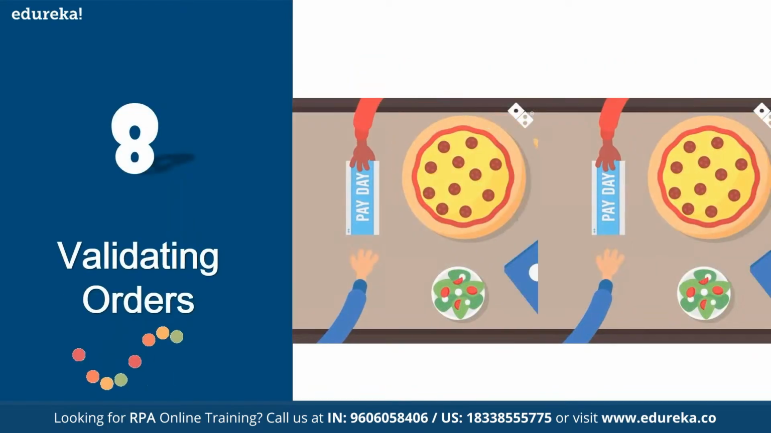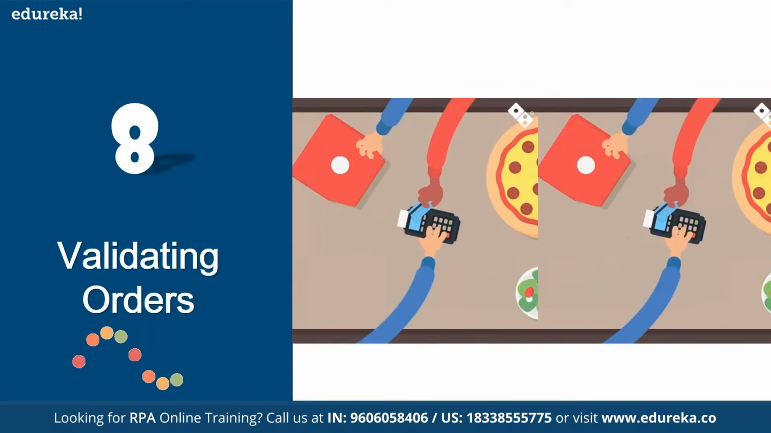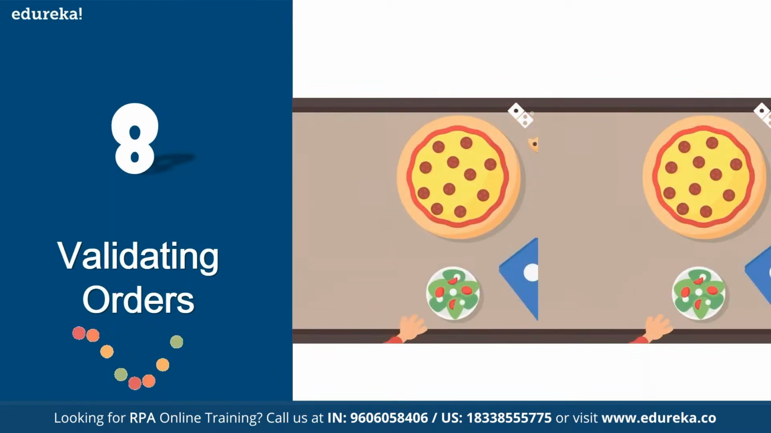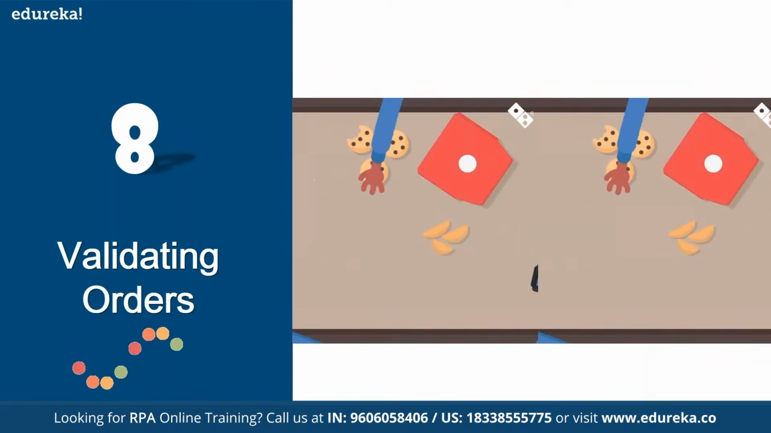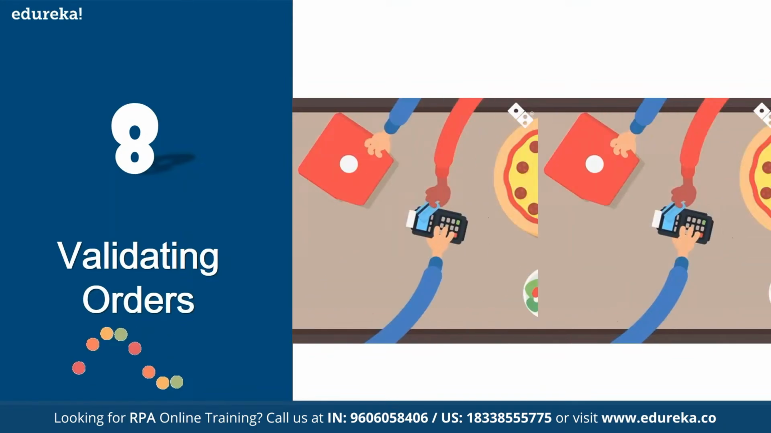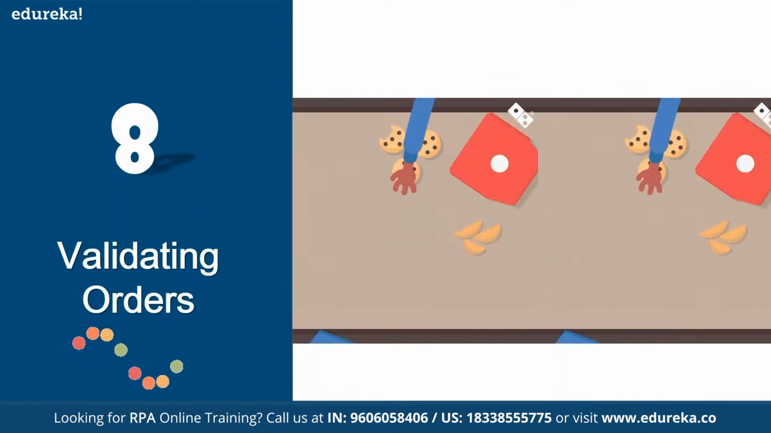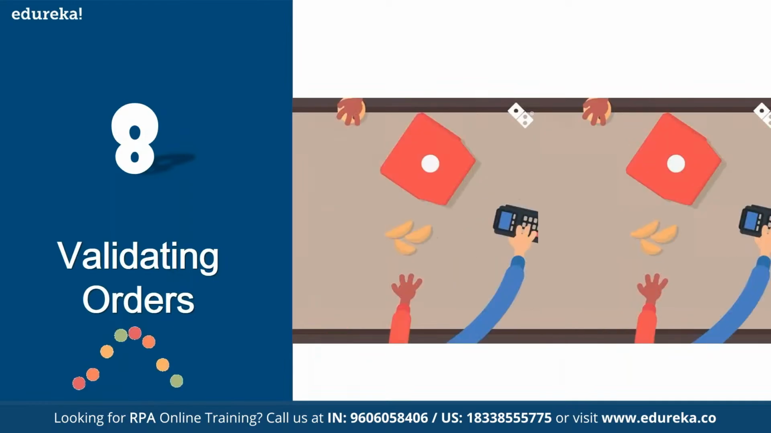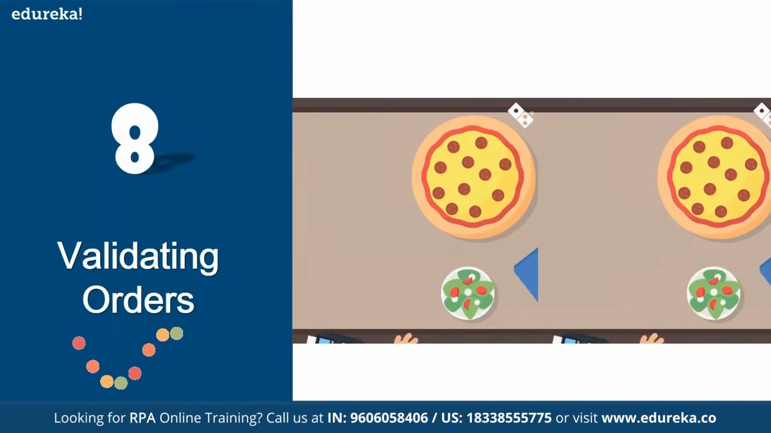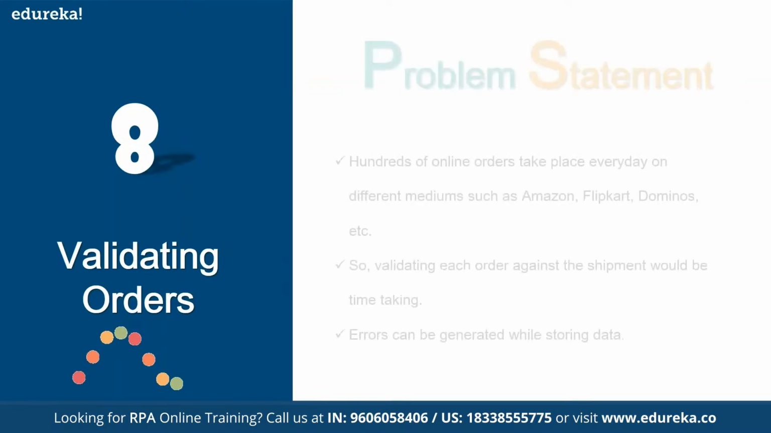Next, validating orders, right? Here you can clearly see it's kind of a pizza ordering company. We can name it as Domino's, right? The dots are also referring to the same Domino's. If you are working with Domino's or any e-commerce website like Amazon, Flipkart, where a lot of orders flow into your website on a daily basis, a lot of orders come into your organization, and someone ordered something. You have to do shipment, right? It has to go to the customer. We have to do the shipment.